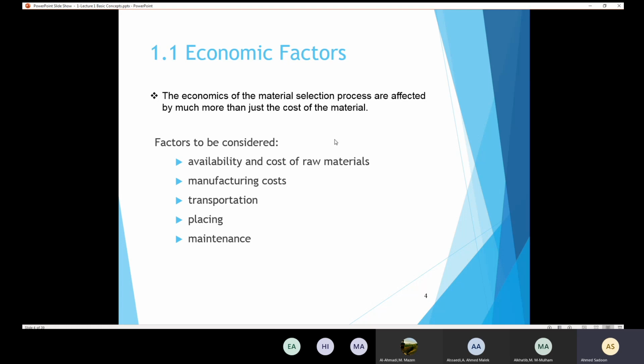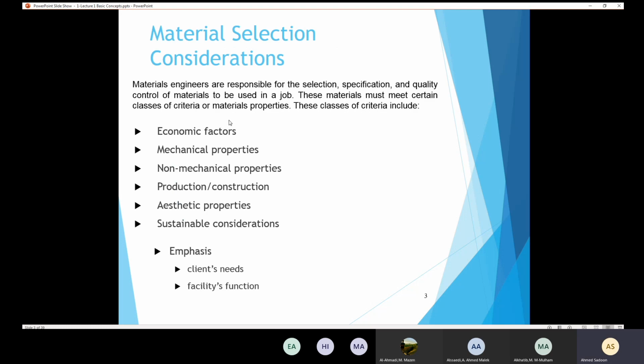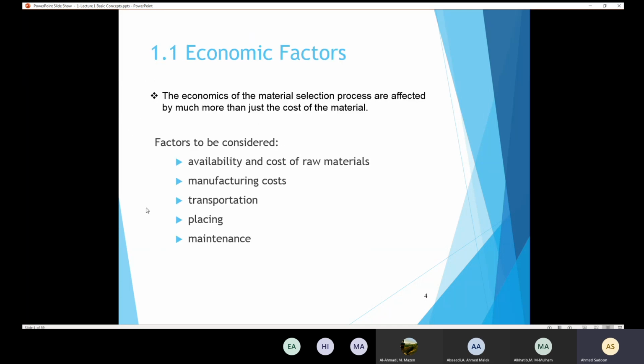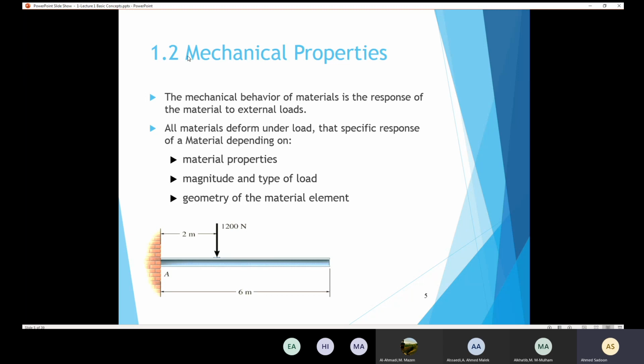So we are going to talk about the criteria on how to choose a suitable material. The economic factor discussed here is not just the cost of the material. We have many factors to be considered. And the mechanical properties. We say that the mechanical properties are the response of the material to external load.